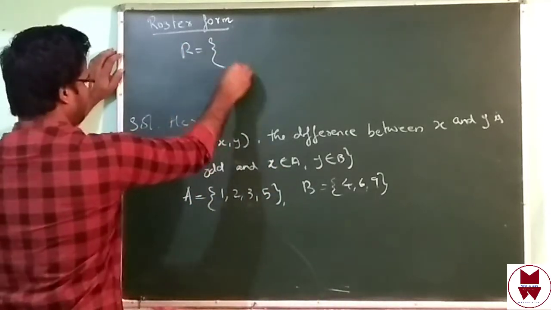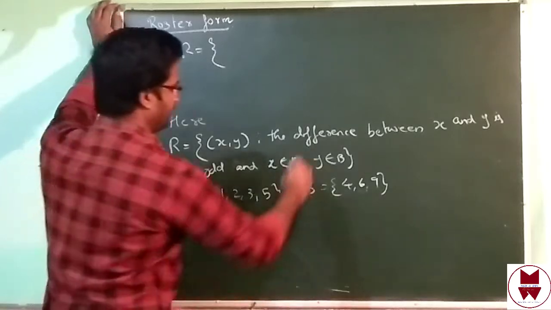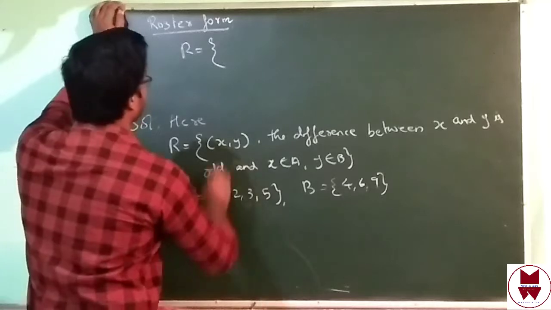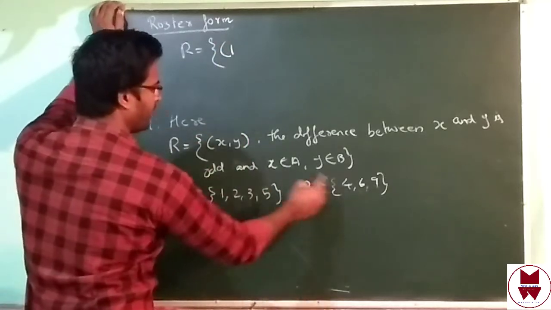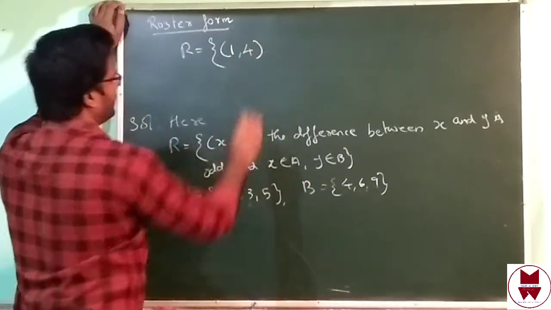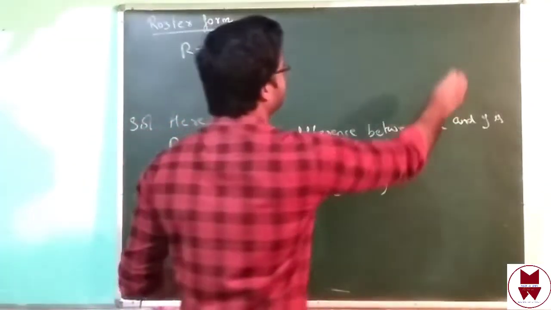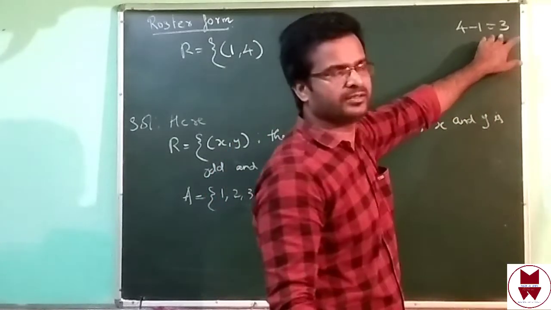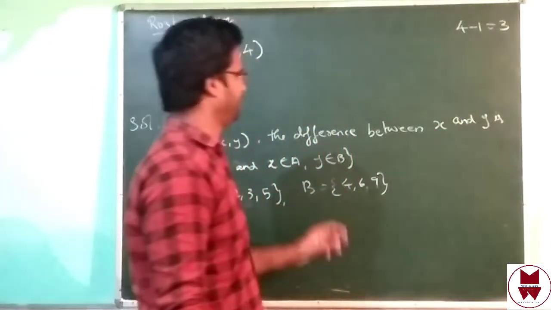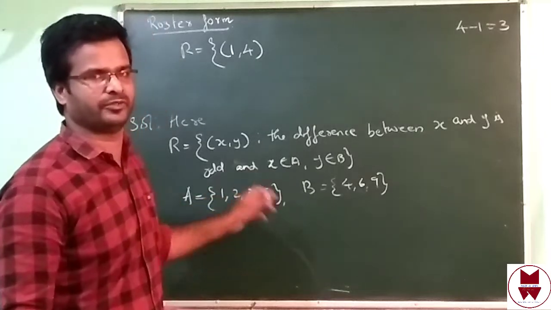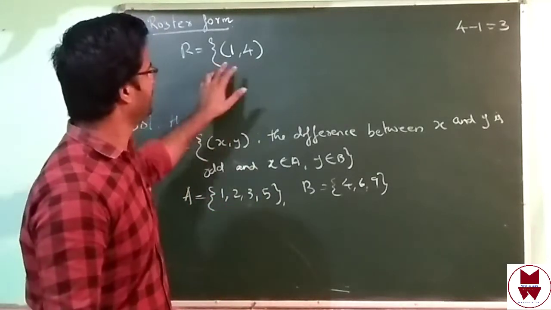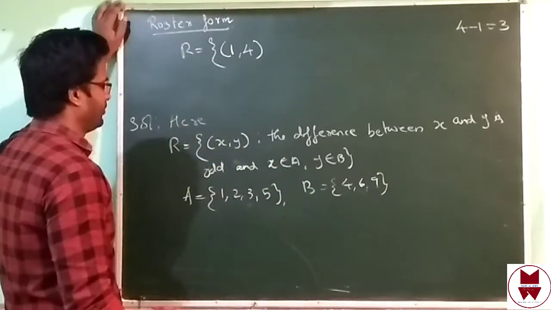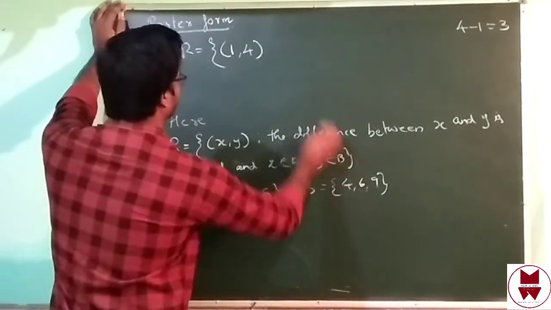R equal to the set where the difference between x and y is an odd number. That is our relation, isn't it? Then consider 1 and 4. Take 4 minus 1, you will get 3, isn't it? This 3 is an odd number. That means that is in our relation. We need an odd number when we find the difference between the two numbers. So 4 minus 1 gives 3, which is odd.